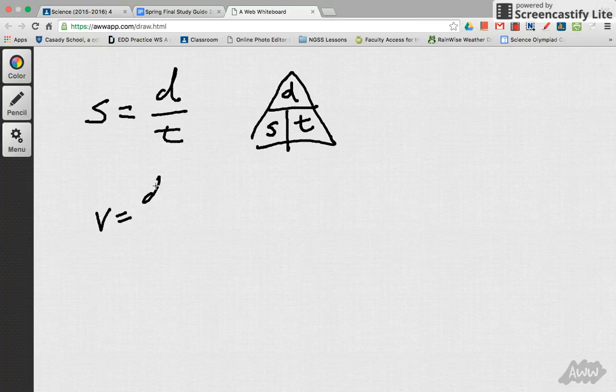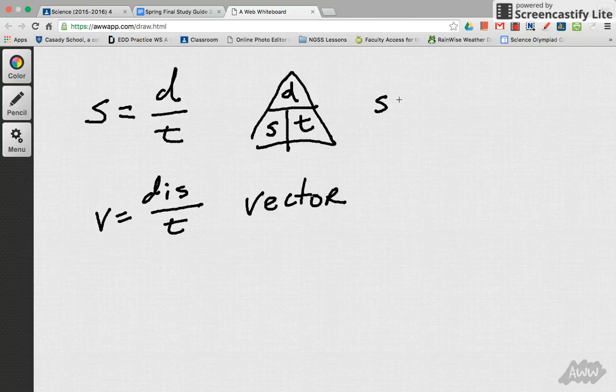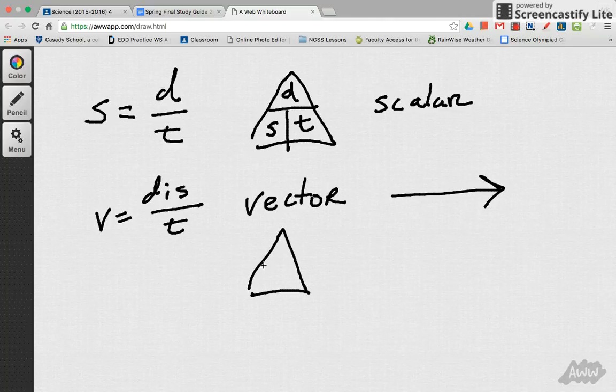Velocity equals displacement divided by time. Remember that velocity and speed are similar. Basically, velocity is speed in a given direction, because velocity is a vector quantity, where speed is a scalar quantity. So this just has a magnitude, this has a magnitude and a direction, and we represent it with a vector. So because it falls in here, we can have the same sort of thing.